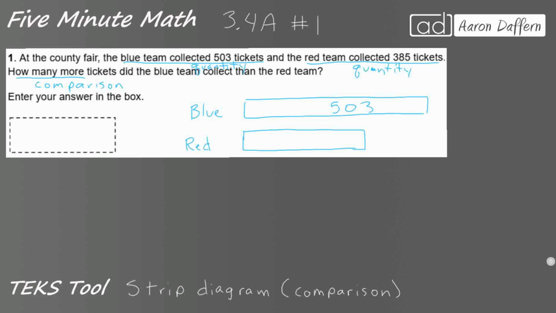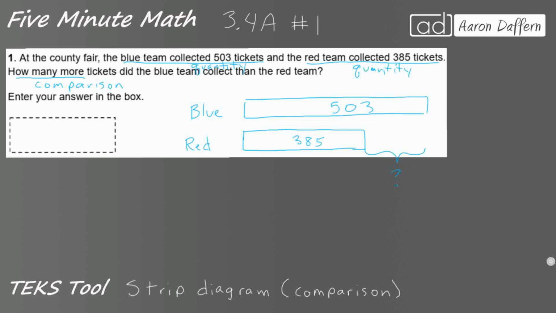So 503, 385, that's kind of my estimate as to how far 385 would go if that was like a number line and 500 was at the end. What I'm looking for, this comparison, is the difference between the two. So typically we'll do a little curly brace like this, and we'll do a question mark. And so that's how we're going to draw that strip diagram to show the comparison between blue and red.